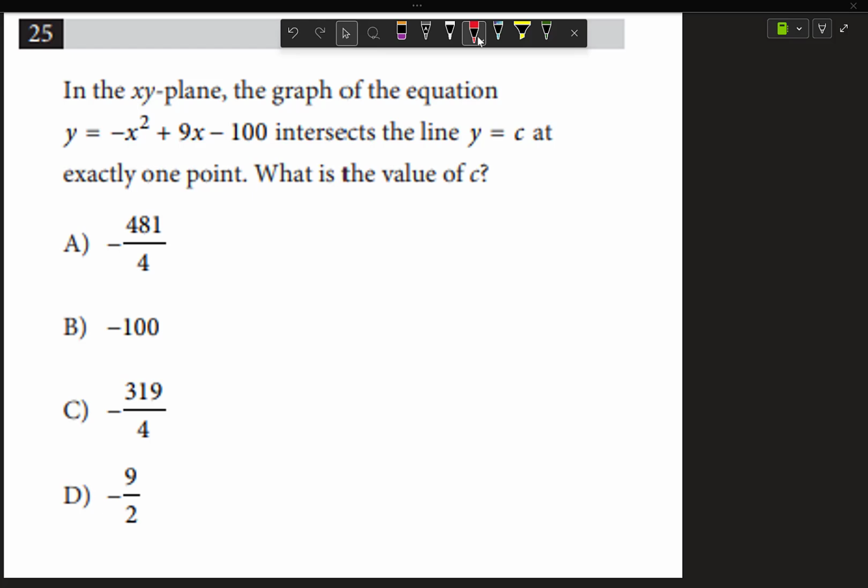All right, number 25. In the xy plane, the graph of the equation y equals negative x squared plus 9x minus 100 intersects the line y equals c at exactly 1 point. What is the value of c? Okay, so if you're really handy with a graphing calculator, you could use that in this problem. But it requires knowing really specific buttons in the calculator. So I'm going to solve this algebraically.